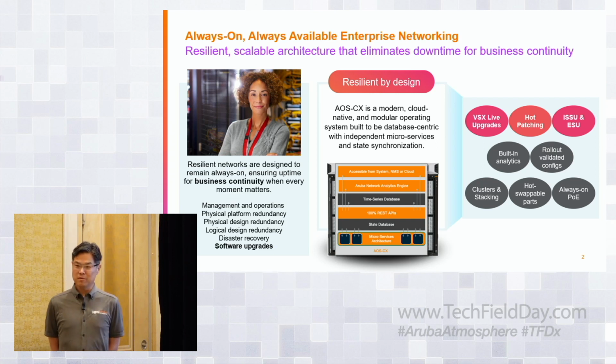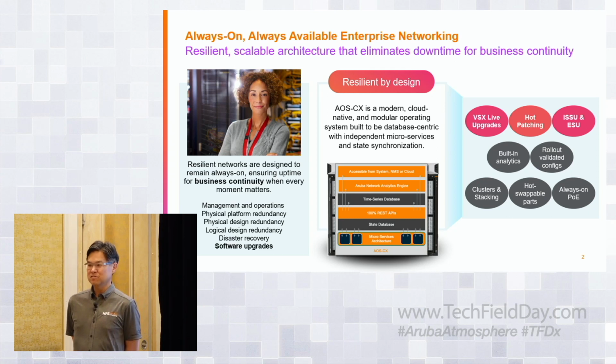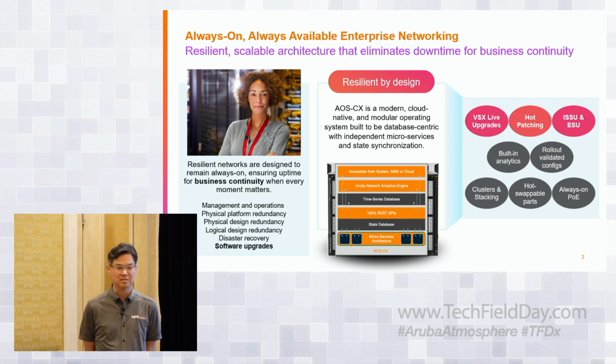So within the operating system, it is a microservices architecture. So each process is running independently. Think of routing running independently from VLANs, running differently from QoS. We have separate databases that keep information on state, as well as a time series database that keeps information about what's going on within the switch. And all of this is accessible by all of these processes that I mentioned. And each of this is accessible by the user to either configure, monitor, or to check status directly on the switch itself through APIs or through our Aruba Central management system.